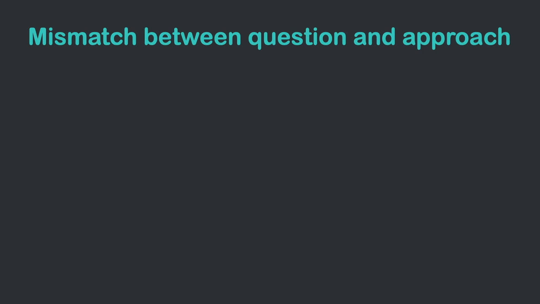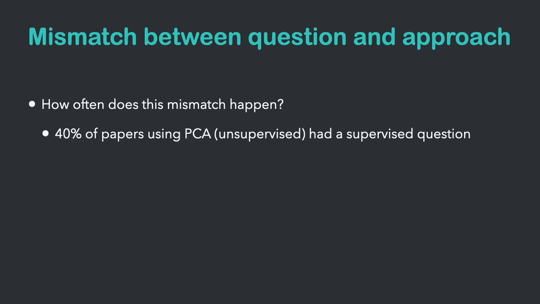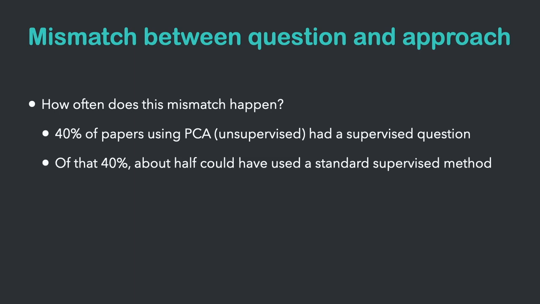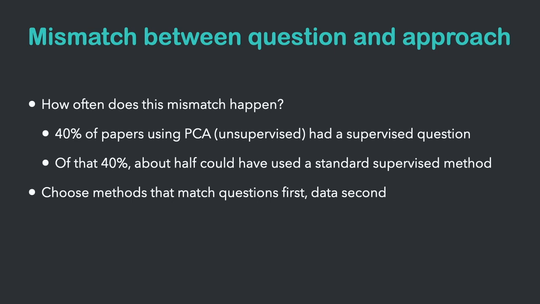So you may be wondering, how big of a problem is this? How often does this mismatch actually happen? Well, we looked at 1 year of ecological literature, and we found that 40% of papers using PCA, in our opinion, actually had a supervised question. And of those 40%, about half of those papers we think could have used a supervised approach out of the box without any trouble. So why is this mismatch so common?